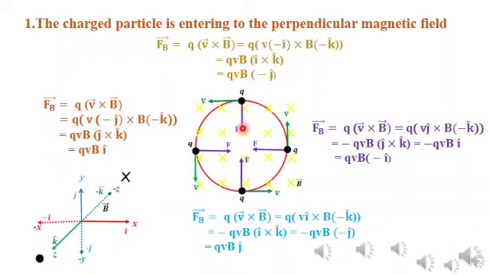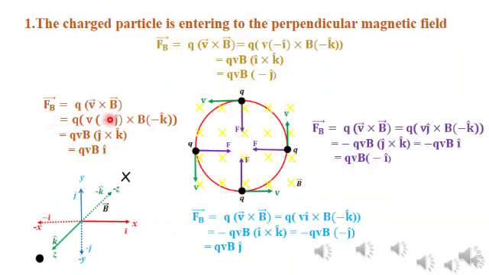Due to this downward direction of the force, the charged particle deflects downwards and reaches here. Again we can check what the magnetic force is at this point, which is vector Fb equals q into vector v cross vector B. Since now the velocity acts in the downward direction, vector v can be replaced by v into minus j cap. So the expression of the force becomes q into v into minus j cap cross B into minus k cap.